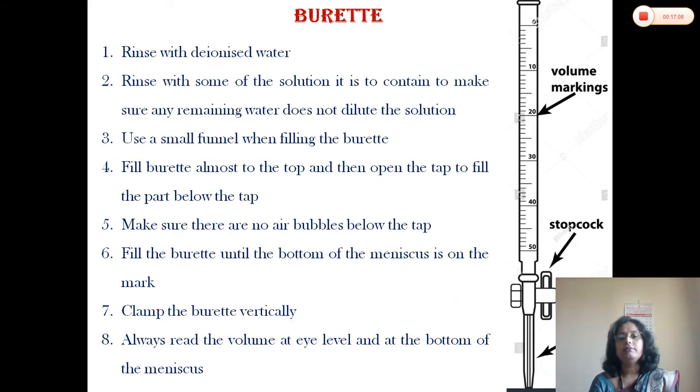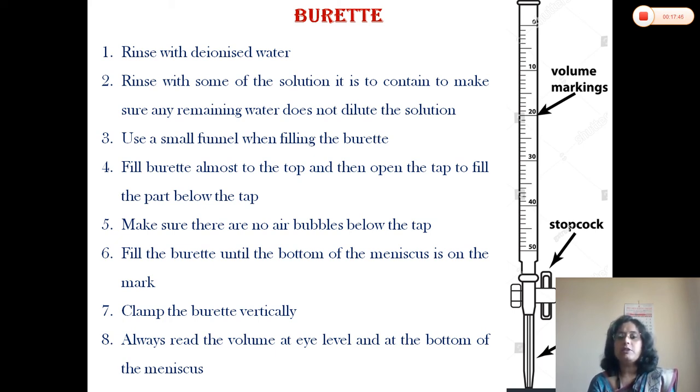Next one is the burette. So we know that the burette is used to fill the titrant with the solution of your known concentration, which is used to determine the concentration of the solution of unknown concentration. Same thing you have to carry out over here. First you have to rinse the burette with the deionized water, then rinse with some certain quantity of the solution, so that you are sure that no water droplets are present in the burette, which would dilute your solution of known concentration.